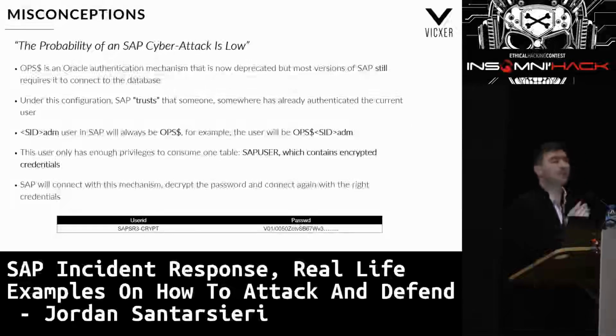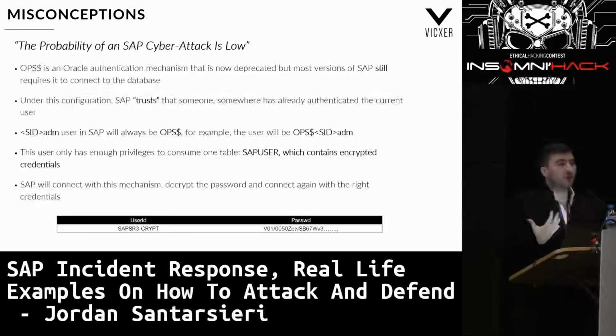In Oracle, there is something that is called the OPS$ authentication mechanism. Oracle has deprecated that authentication mechanism, but SAP still requires it, unless you have the super and greatest SAP kernel and the super and upper Oracle database version. What does this OPS$ authentication mechanism mean? It means that Oracle believes that someone, somewhere, already authenticated the user. It doesn't care who. The user is already authenticated, I don't care.